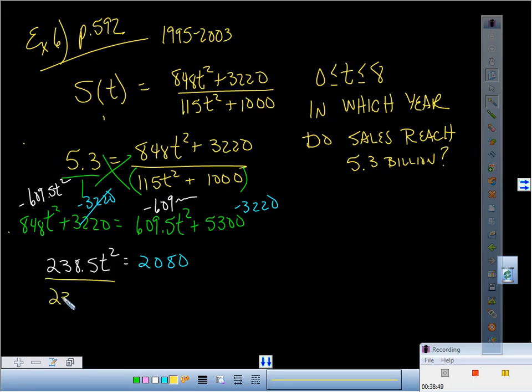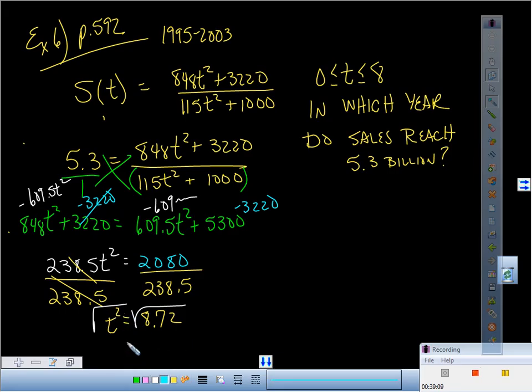Now what am I going to do? See, y'all know how to do this. Divide by 238.5. So t squared is equal to 8.72. Now what do we do? Square root it. Anytime you're solving an equation and you take a square root, you have to put plus or minus 2.95.